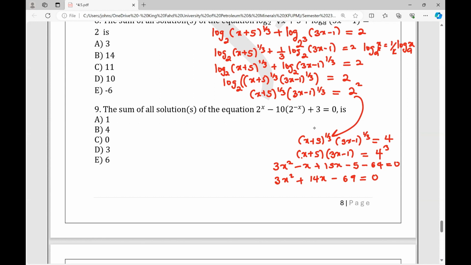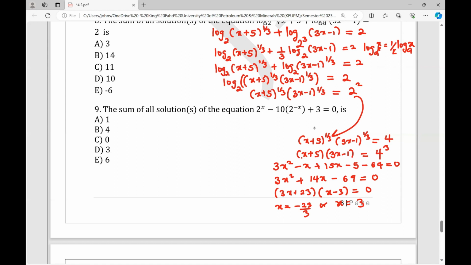Solve this one, minus 69. We can consider factoring, and let's see what will work. If we try to factor this one, it will be 3x plus what? 23. And now x minus 3. I think this will do the job. So here we get that x is going to be minus 23 over 3, or x is equal to 3.